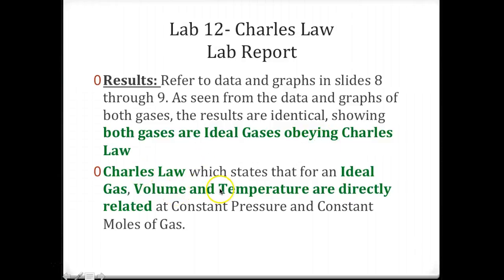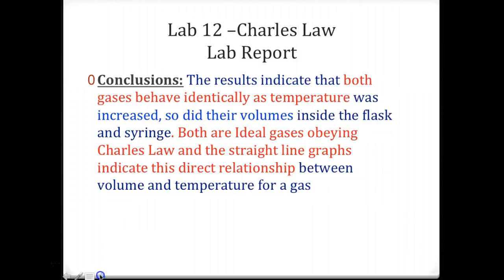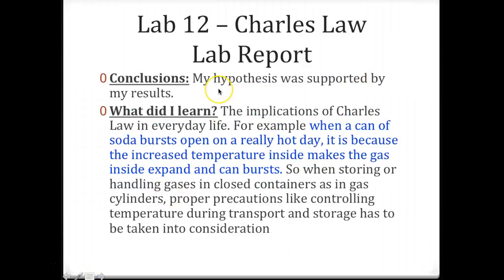So Charles' law states that for an ideal gas, volume and temperature are directly related, provided pressure and moles of gas are kept constant. So the conclusions: the results indicate that both gases are behaving identically, they are both ideal, and they obey Charles' law, and the straight line graphs confirm this direct relationship. So, of course, my hypothesis was supported.